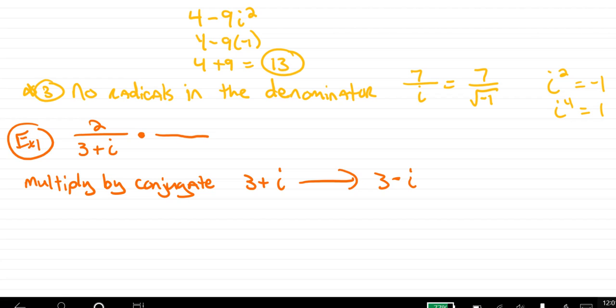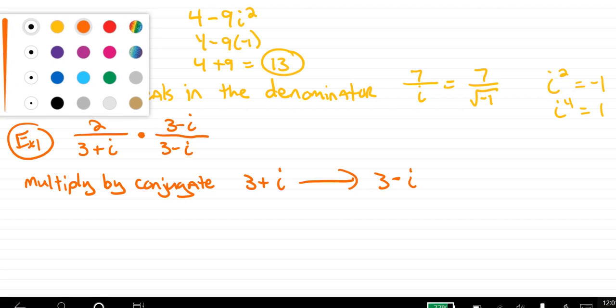Now, when we multiply by the conjugate, we're going to do that top and bottom. The reason we do it top and bottom is because if we multiply by the same thing top and bottom, it's the same as multiplying by just 1. And if we multiply by 1, it doesn't change the outcome of our problem. So that's the reason we can always multiply by the same thing, top and bottom, and it not change the final answer.